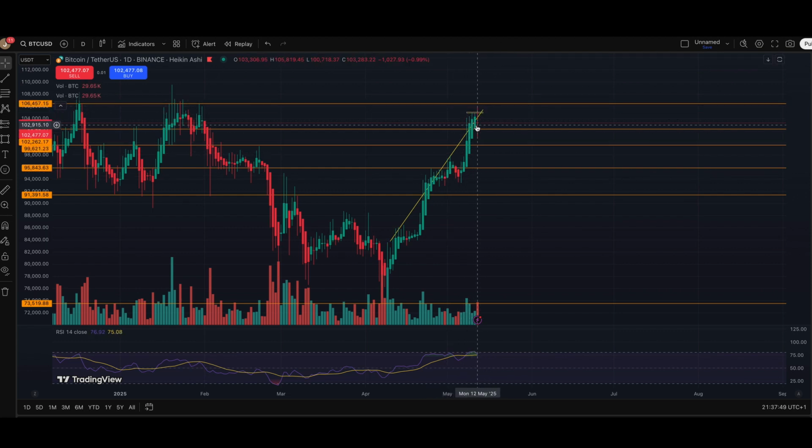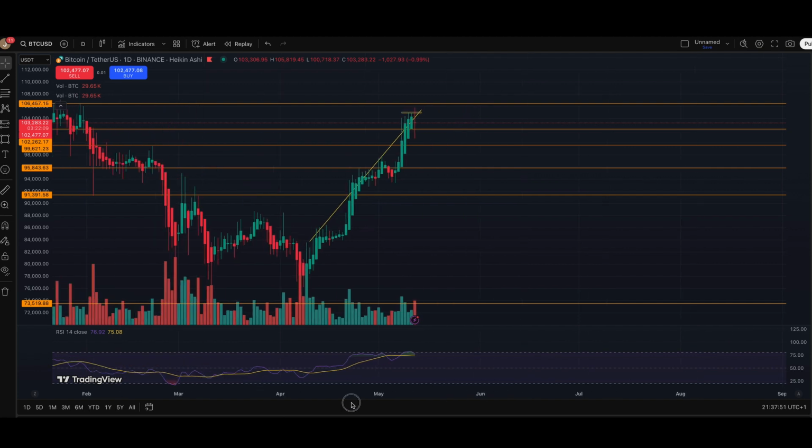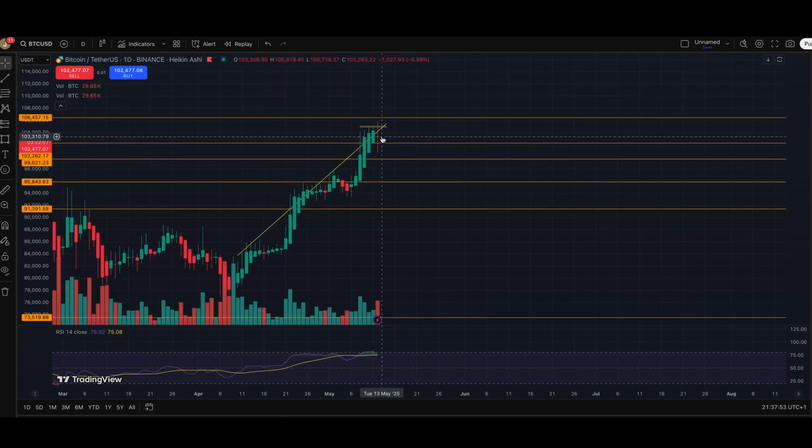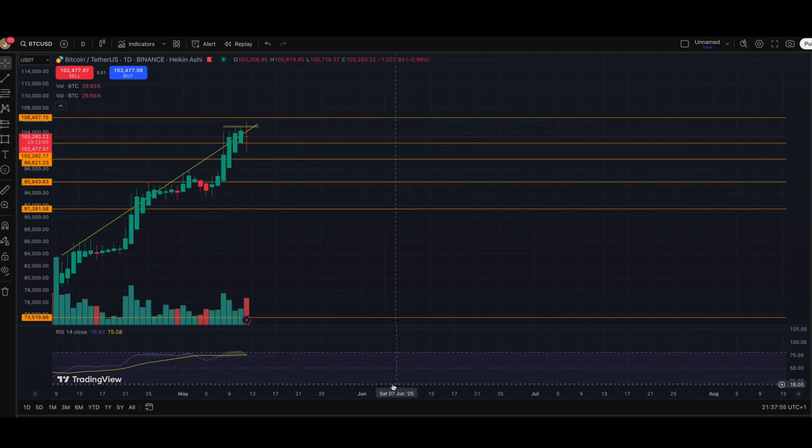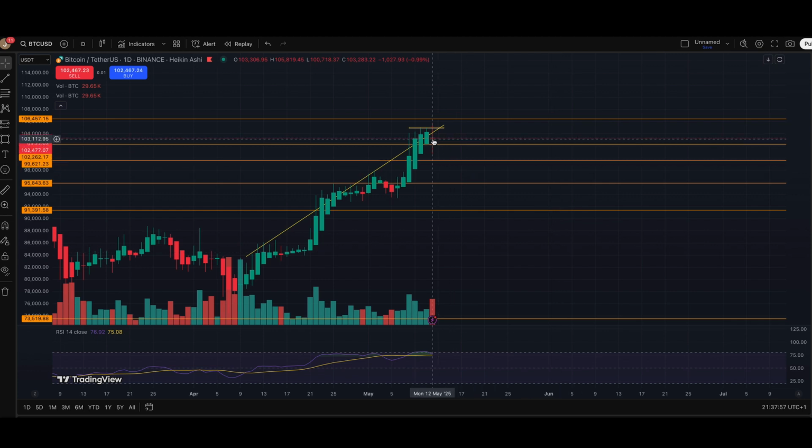But you know, especially when you see this type of spinning top, it just looks like all wick there today.